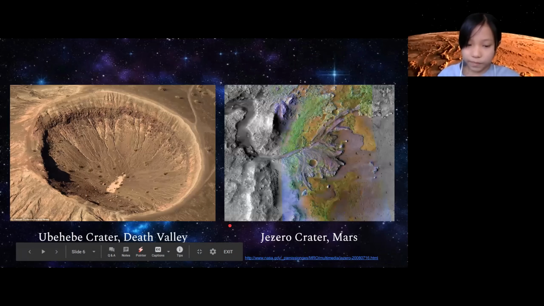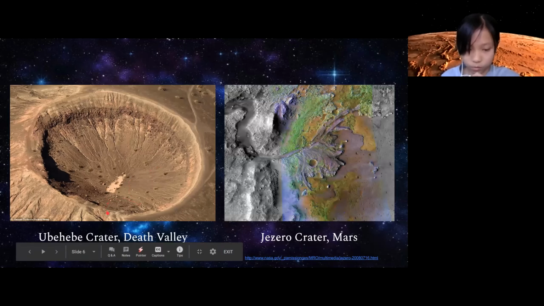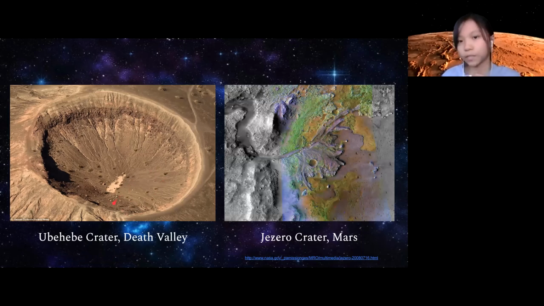This is the Ubehebe crater, which is a large volcanic crater beyond the northern end of Death Valley National Park. The crater is 1 kilometer wide. Within Ubehebe, small alluvial fans have been built on the crater wall along with talus slumps from debris flows.